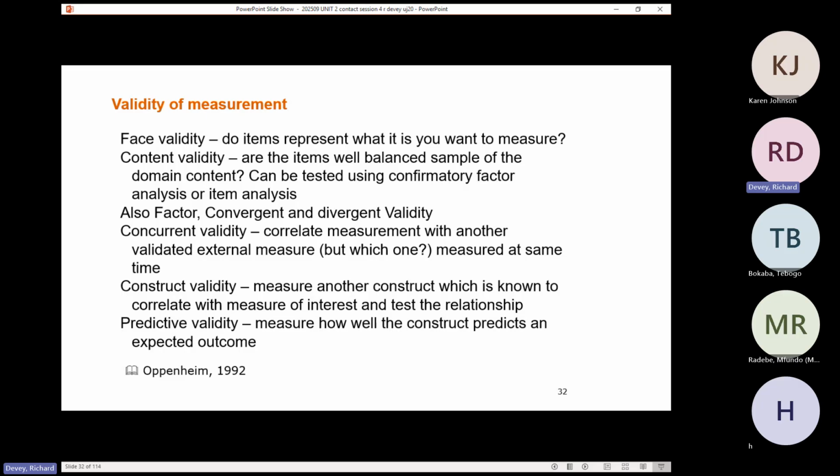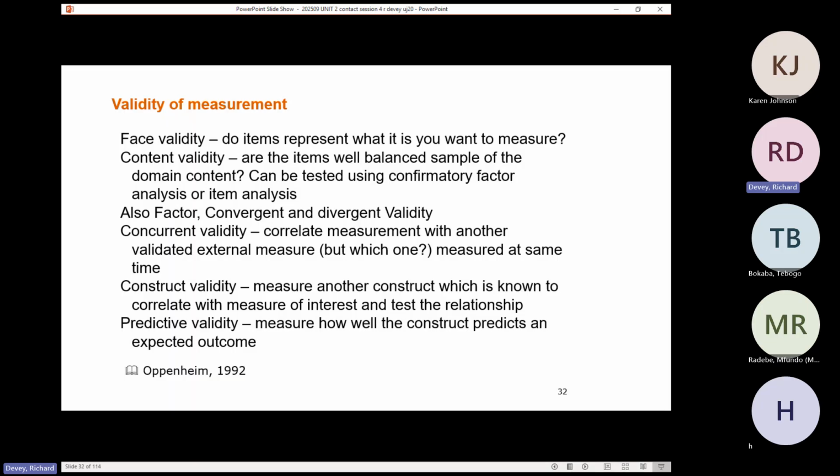When we measure constructs, we usually have to measure them using more than one question, particularly latent constructs, which we'll talk about in more detail in the next contact session. So we use a set of items. Are those items a good balance for measuring that domain, that construct that we're measuring? There's also factor, convergent and divergent validity. Those are other forms of validity.